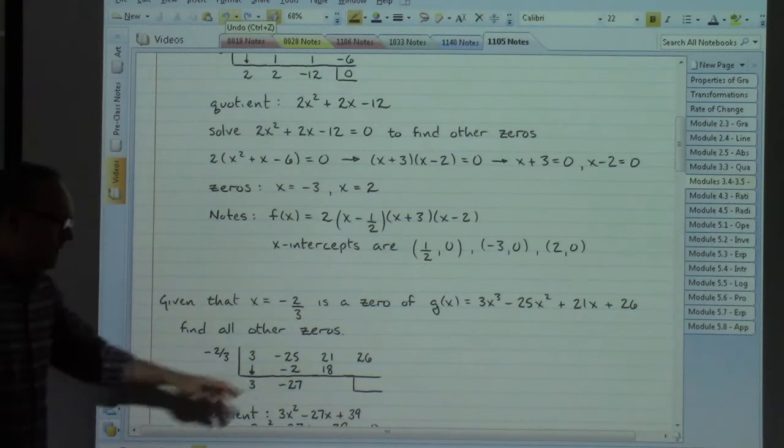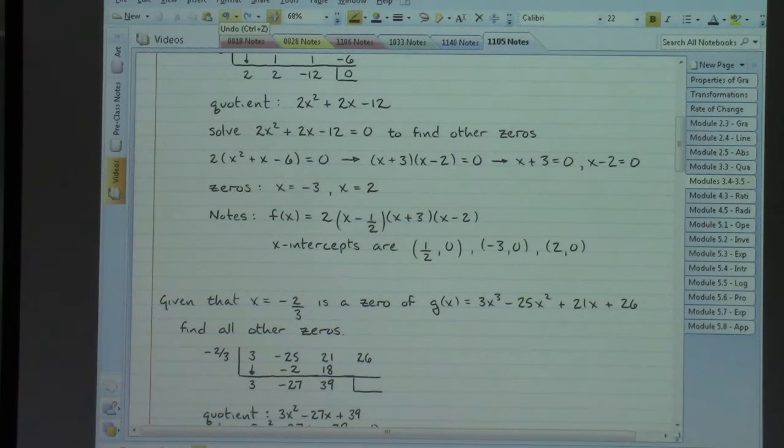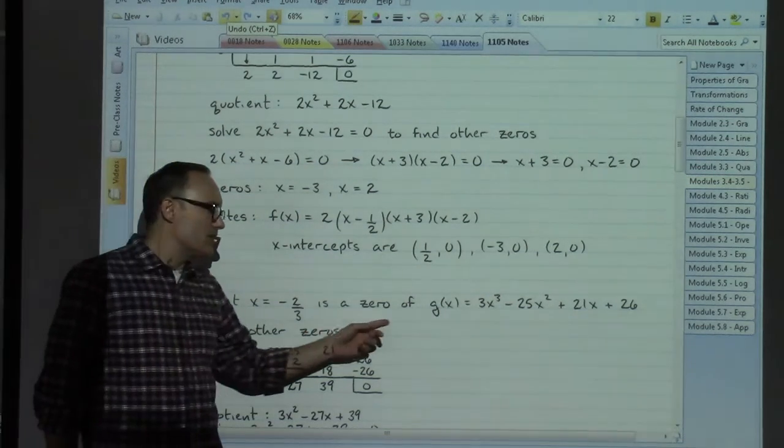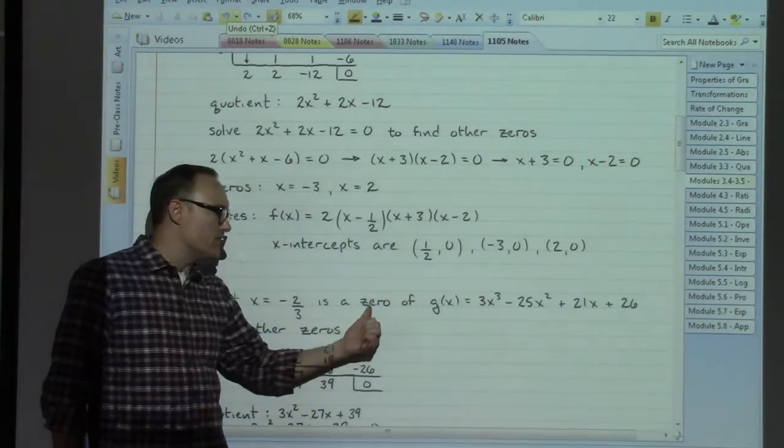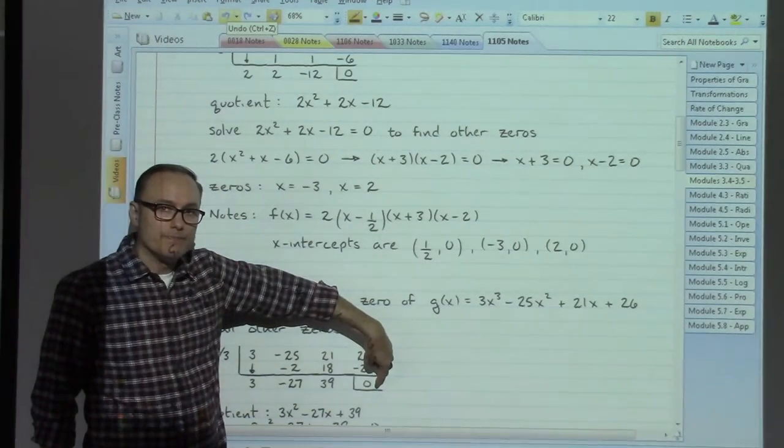We're going to add down the columns. 21 plus 18 is going to give us 39. We're going to take that most recent number on the bottom, 39 times the number out front, negative 2/3. That's going to give us a negative 26. We're going to add down the columns, and we're going to get that remainder of 0 that we were expecting. We're expecting a remainder of 0 because they told us x equals negative 2/3 is a ZERO.